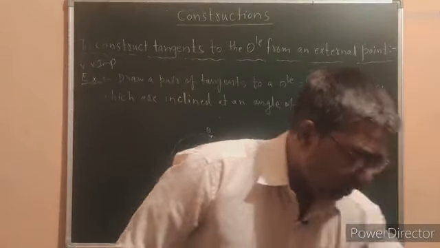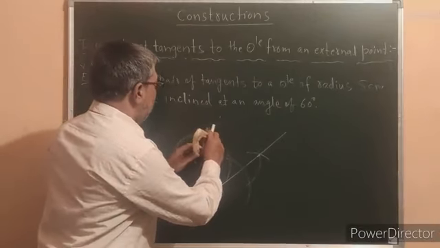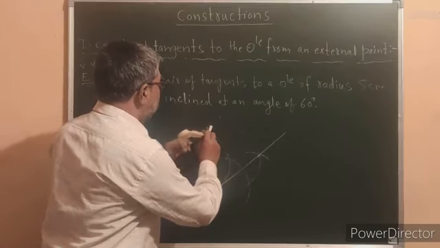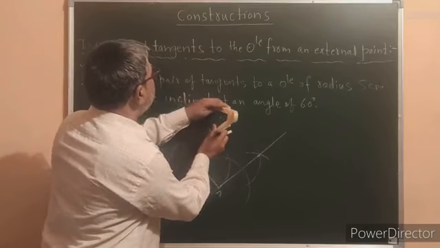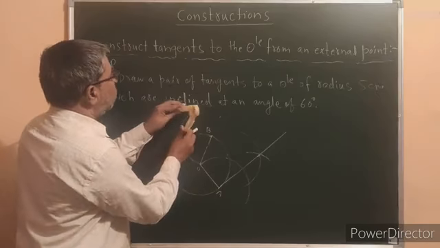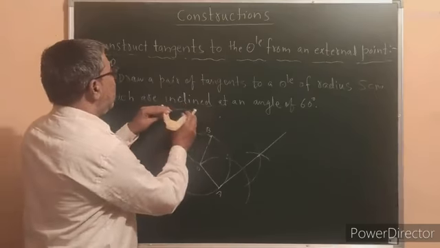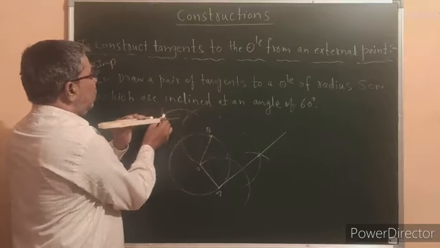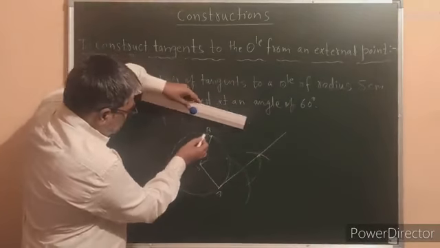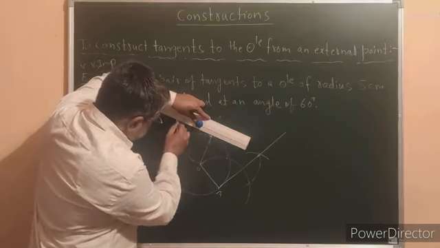So same procedure you have to do at point B also by taking the distance of BO, drawing an arc, assuming this point as center, drawing one more arc, assuming this point as center and drawing one more arc to get one point, and joining that point and point B to get the second tangent.